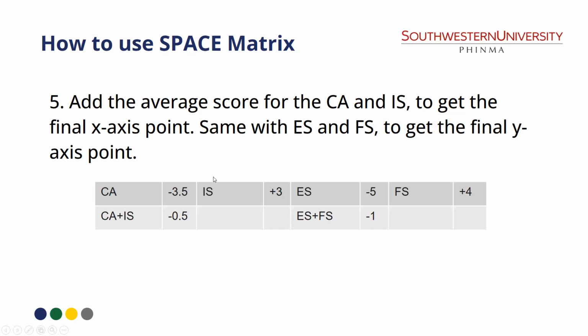Of course, algebraic theories would come into effect in this situation. So, -3.5 plus +3 will give us a value of -0.5. So, -5 plus +4 would give us a value of -1. So this will be our final axis points. No? So CA plus IS, always x-axis, ES and FS, y-axis siya.